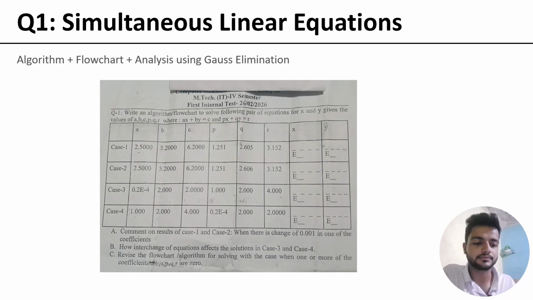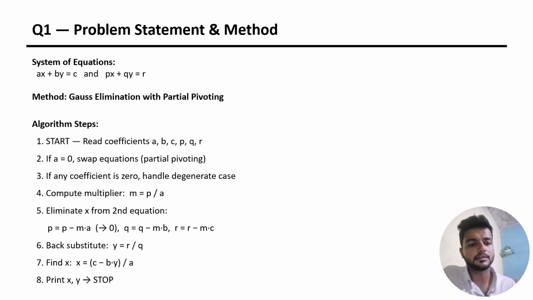Part A of this question says: comment on the results of case 1 and case 2 when there is a change of 0.001 in one of the coefficients. B says: how does interchange of equations affect the solution in case number 3 and case number 4. Revise the flowchart or algorithm for solving the case when one or more coefficients are 0. So here we'll be using Gauss elimination with partial pivoting.